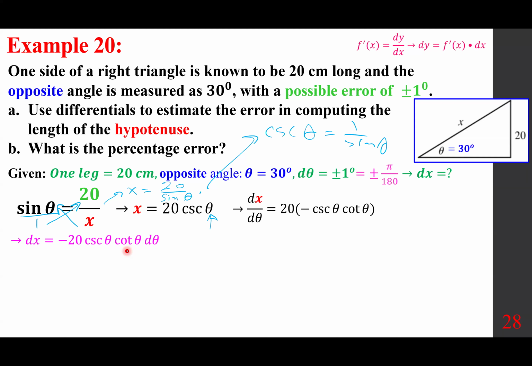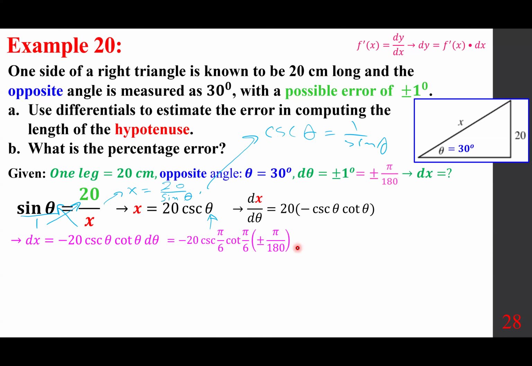Let's plug in. So what is theta? It's supposed to be 30 degrees or pi over 6. What is d theta? Plus minus 1 degree or plus minus pi over 180. So plug in. Minus 20 cosecant pi over 6, cotangent pi over 6, times plus minus pi over 180, and you put it into a calculator, you can come up with the answer.